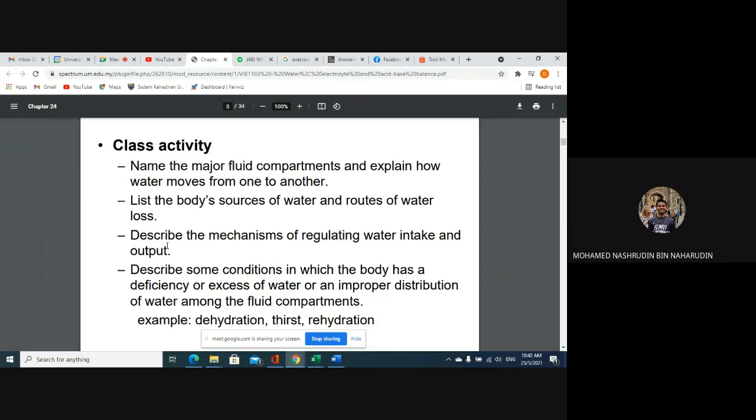And then describe the mechanism of regulating water intake and output. Okay, actually we have discussed this. What makes you thirsty, and then consume water, drink water, and then what are the hormones that are involved. You can do it yourself. I really encourage you to understand this. Do it yourself. Try to be more resourceful. Go search this information on the internet. Okay, what are the mechanisms that regulate water intake and water loss?